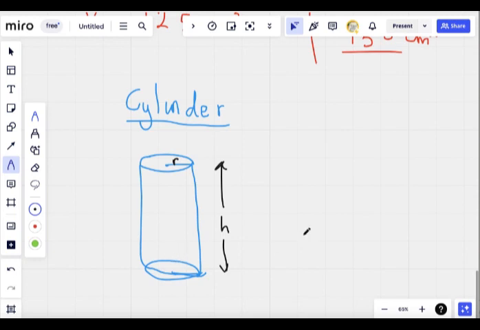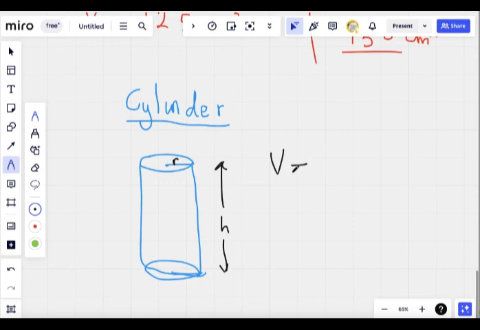So the first thing we do is how do we calculate the volume of a cylinder and how do we calculate the surface area of a cylinder? Every 3D shape, you must learn how to calculate the volume of that 3D shape and the formula for calculating the total surface area of that 3D shape.